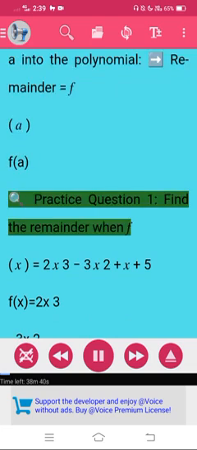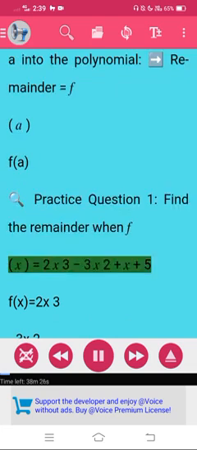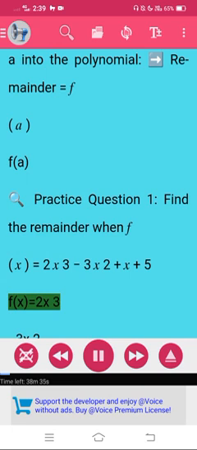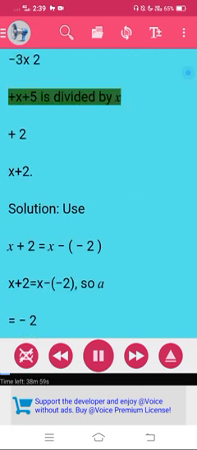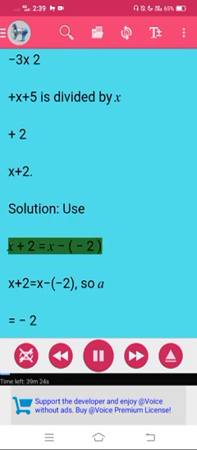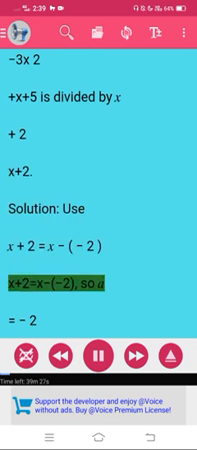Practice question 1: find the remainder when f(x) equals 2x cubed minus 3x squared plus x plus 5 is divided by x plus 2. Solution: x plus 2 equals x minus (minus 2), so a equals minus 2.